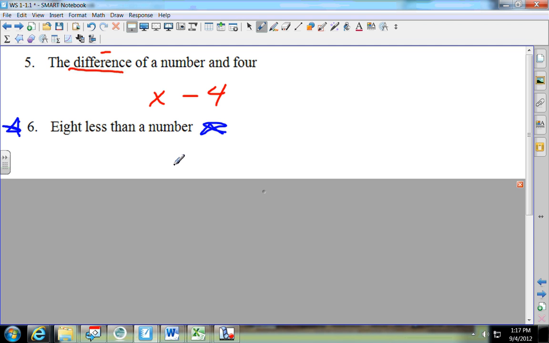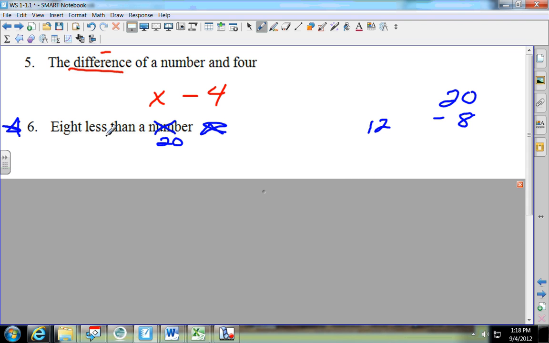Now, I want you to think about it if it was written like this. If I said, Joe Bob has $8 less than me, okay? And you know that I have $20. Joe Bob has $8 less than Miss Crawford, less than 20. How much money does he have? He has 12, right? How did you get that 12? So you took 20 minus 8, right?